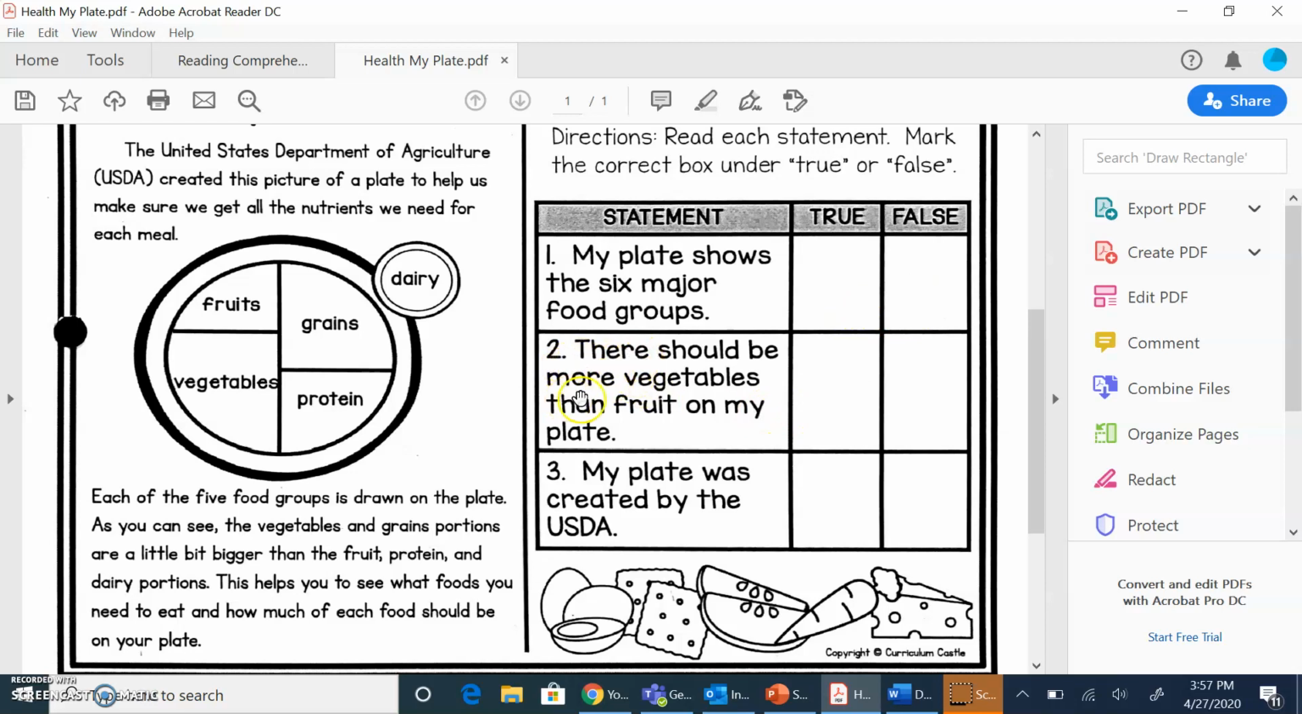Number 2 says there should be more vegetables than fruit on my plate. So look, here's the vegetables and here's the portion. So which one's bigger? If it's vegetables, it's true. If it's fruits, it's false.